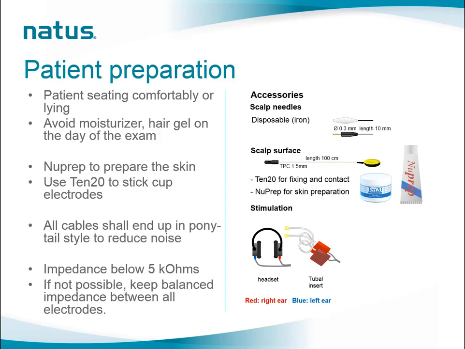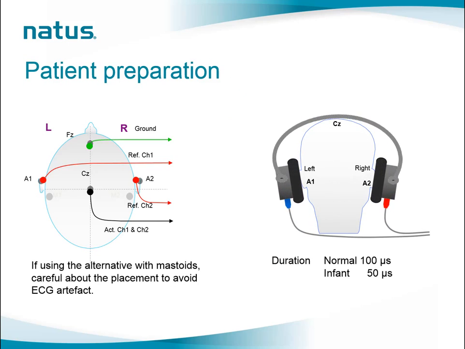So when we stick the electrodes, we stick one on Cz, which will be the active electrode for our montage, the two earlobes, A1 and A2, which will be the references, and the ground on Fz. If you go for the method where you fix the electrodes to the mastoids instead of the earlobes, be careful about the placement, because if you place them too low, you may pick up some ECG artifact.